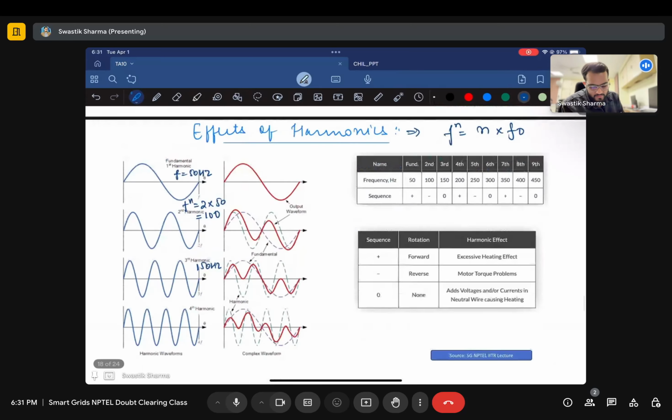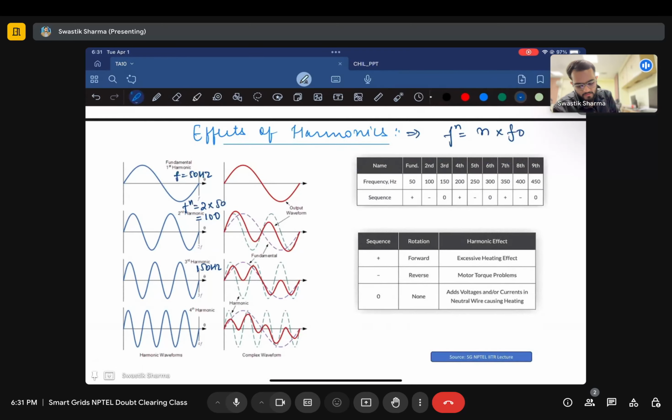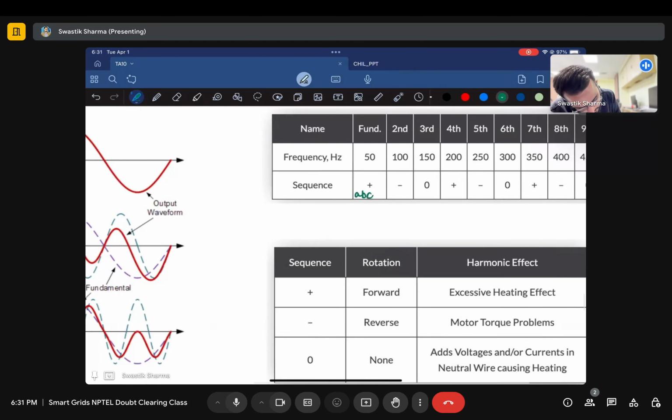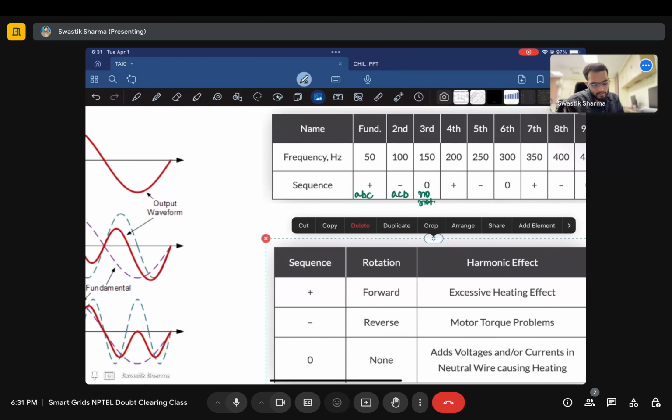Now the fundamental frequencies and the harmonics are also divided into the type of sequence that they follow, the rotation sequence, right? If the rotation sequence is normal, it's ABC, it's plus, or if ACB, right, I'll write it here: ABC, ACB, or no rotation, right?